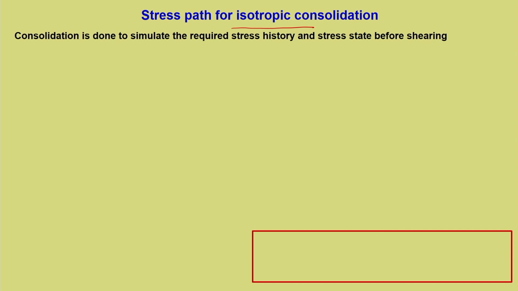So, consolidation is done to simulate the required stress history and stress state before shearing. All of us know, if it is a triaxial testing, we try to simulate some condition initially with respect to what is available in the field. But in many cases, when the testing is done in the lab, this particular aspect of how much the initial condition relates to the field is generally not checked to that extent, but that is invariably necessary.